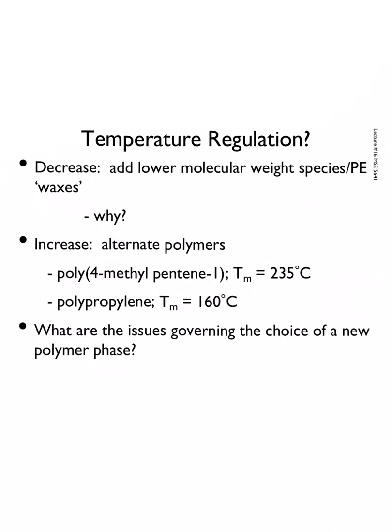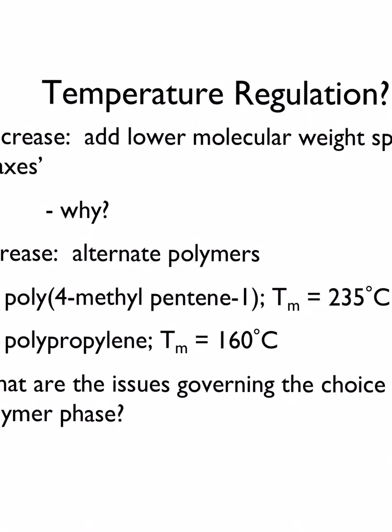All right, temperature regulation. So you can play more games here. You can add a lower molecular weight species of polyethylene wax. And there's a lot of that out there. So we're running with polyethylene. Let's say it's 80,000 molecular weight. Not a bad number for polyethylene. And we add a little bit of polyethylene wax, like the floor wax out there. What is that going to do for us? How would it change the temperature at which this transition takes place? Up or down? Down. All right. Why?